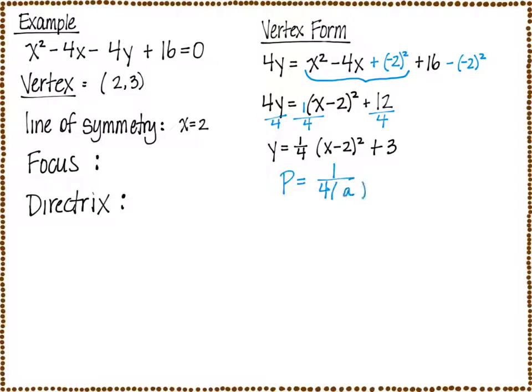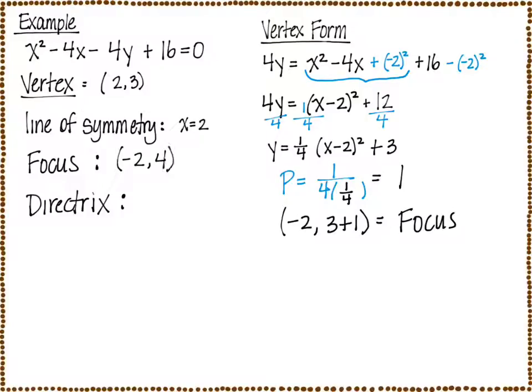For the focus and the directrix, I need to find the p, and p equals 1 divided by 4a. My a is 1/4. Well, 4 times 1/4 is 1. 1 over 1 is just 1. So my p that I'm going to be adding and subtracting is 1. So for the focus, I'm going to have 2 comma 3 plus 1, because I'm doing the k plus the p. And so I have my focus. And for my directrix, I've got y equals 3 minus 1, which means y equals 2.